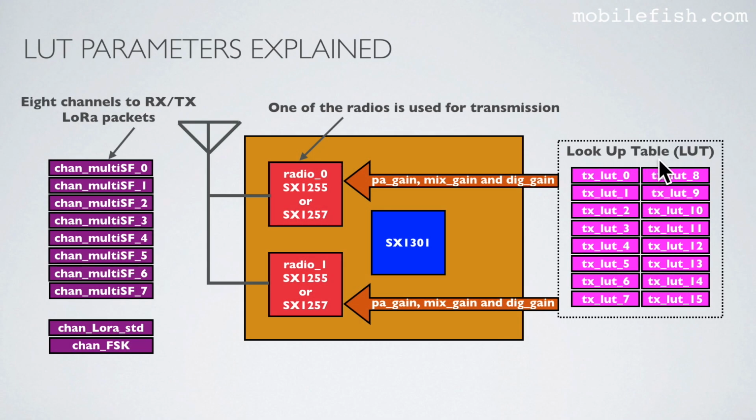We have here the lookup table. Depending on the requested power, this requested power is searched in the lookup table. From the lookup table, the corresponding PA gain, mix gain, and DIG gain will be found. These power settings are used by one of these radios, radio 0 or radio 1, depending which radio is used for transmission. Let's assume radio 1, then the correct transmit power is used to transmit the packet.